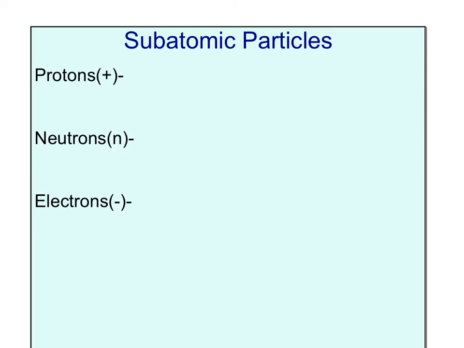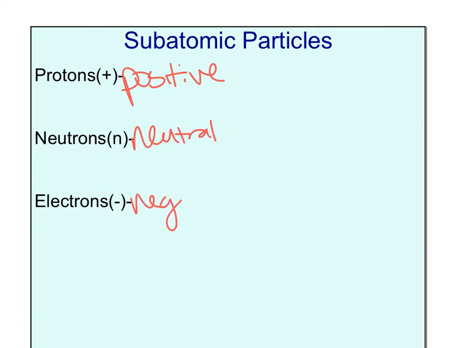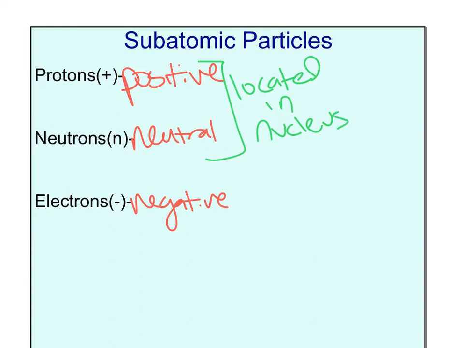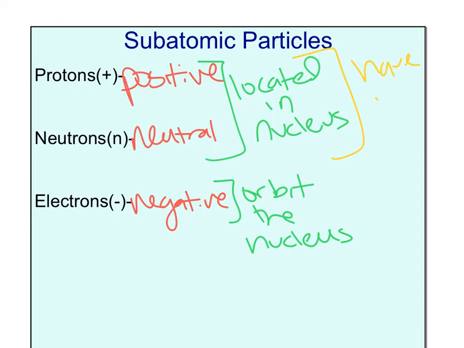Here's what you need to know about the varying subatomic particles. The first thing that you should know is that protons are positively charged. You should know neutrons have a neutral charge and that electrons have a negative charge. In addition to this, you should know that protons and neutrons are located within the nucleus and that electrons orbit the nucleus. And then the last thing you need to know is that protons and neutrons have mass, where the mass of an electron is negligible.